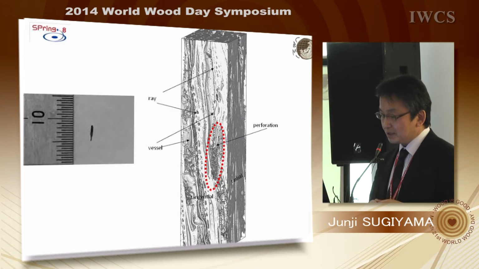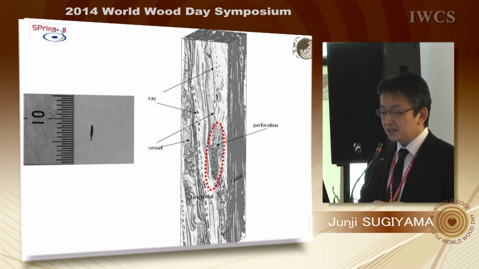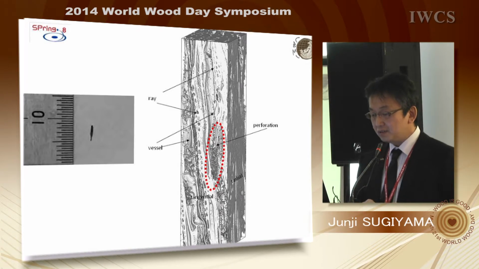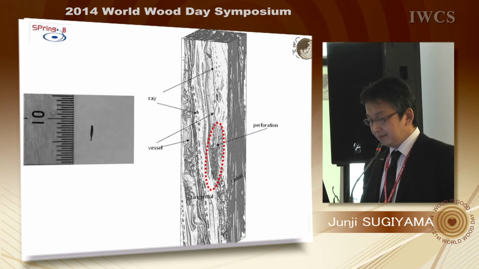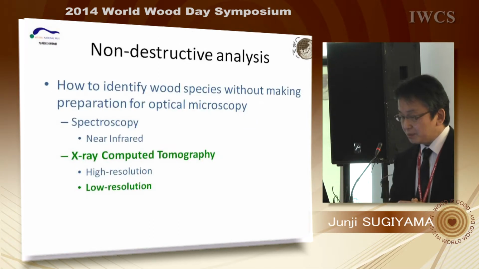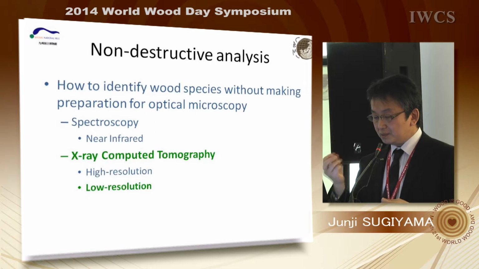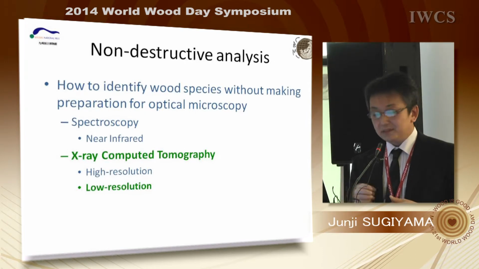In this case, there are uniseriate rays, but in the middle you have biseriate rays. This is a typical characteristic of Cercidiphyllum. So we decided that this is Katsura. This is one example when the sample is very small, and if you think that a sample will never be obtained otherwise, this is the way to do it.